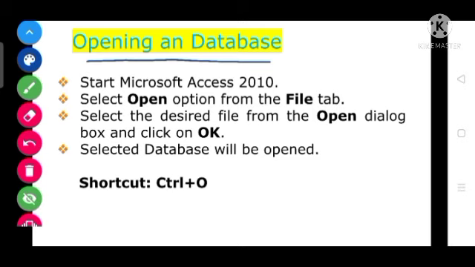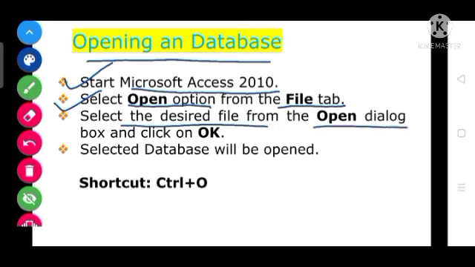Next topic is how to open an existing database. If any database is already made and created in our computer system, then how to open it. Very first we open Microsoft Access 2010, then we select the open option from the file tab. We click on the file tab, a drop down menu will appear, and we select the open option. Afterward we can select the desired file from the open dialog box, and then click on the OK button.